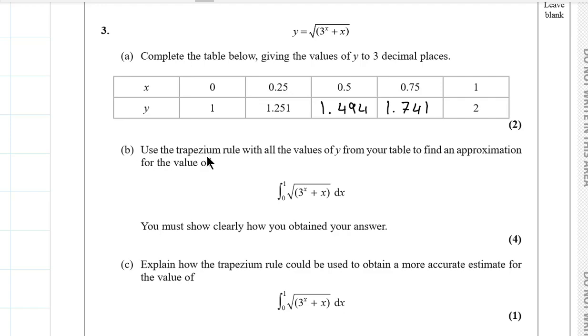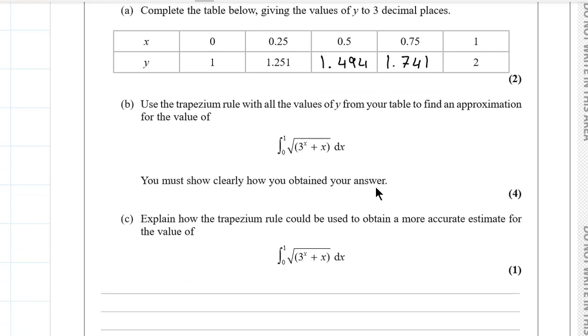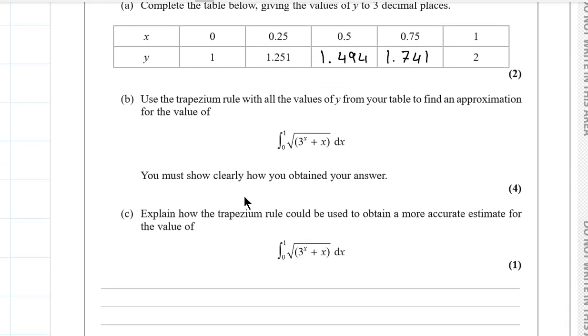B. Use the trapezium rule with all the values of y from your table to find an approximation for the value of the integral from 0 to 1 of the same function dx. You must show clearly how you obtained your answer, okay. Of course, this is a very simple part here.